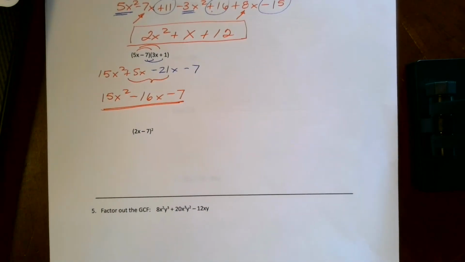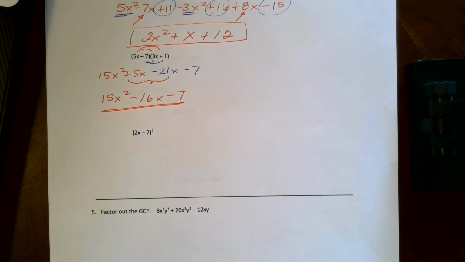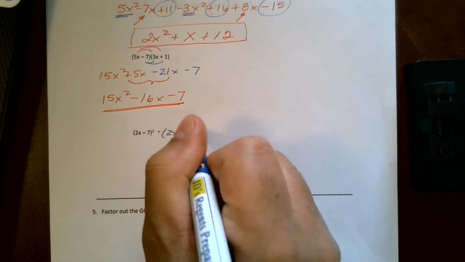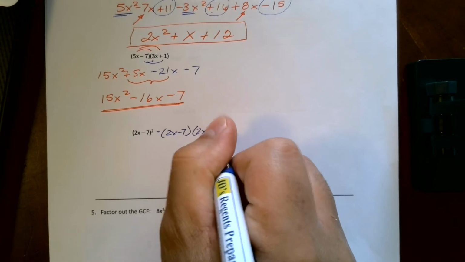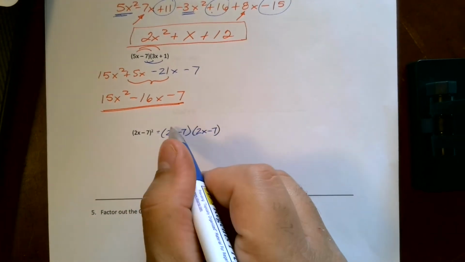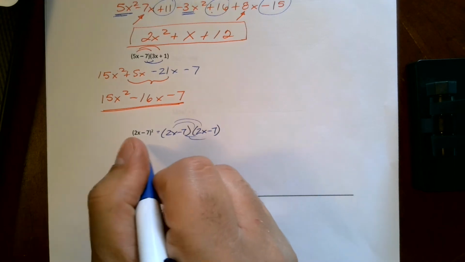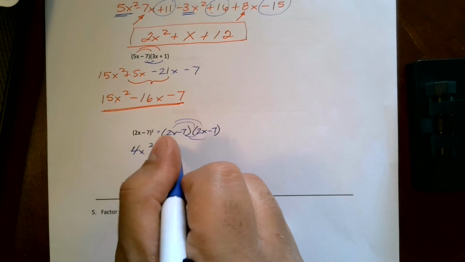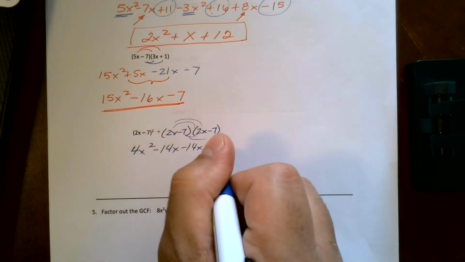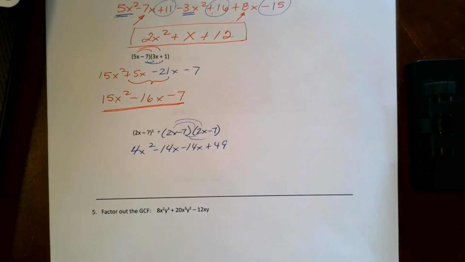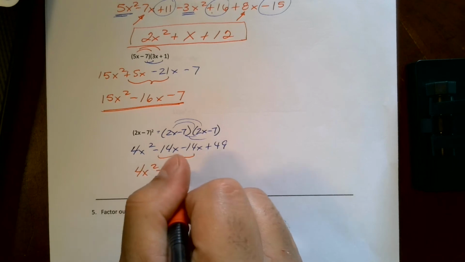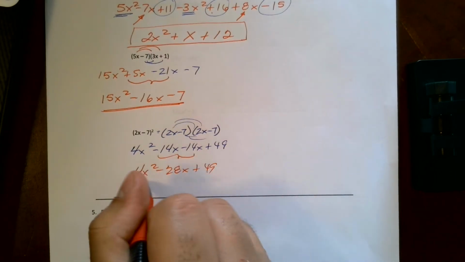In this next example, it looks like I have a binomial squared, 2x minus 7 squared. I could look at this two ways. I could say, well, this is really 2x minus 7 times 2x minus 7. And then I could FOIL it out. So I'm going to get 4x squared, 2 times 7, negative 14x, negative 14x plus 49. I'm going to combine my like terms, so I'll have 4x squared minus 28x plus 49.